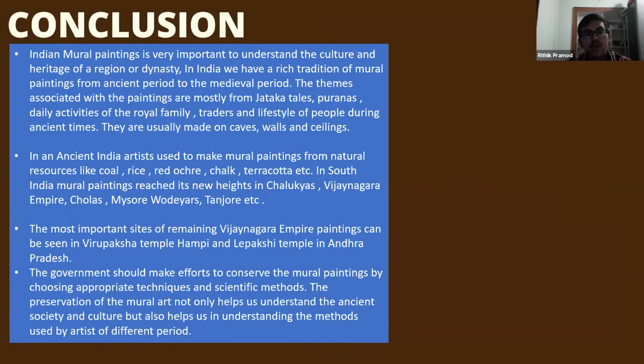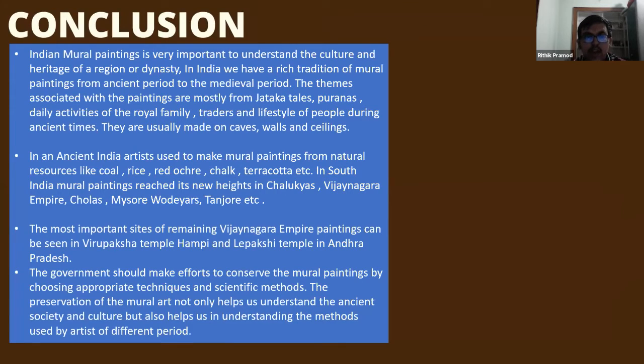So, to conclude, I would like to say that Indian mural paintings are very important to understand the culture and heritage of a region or a dynasty. And in India, we have a rich tradition of murals, with paintings that are mostly from Jataka tales, Puranas, daily activities of the royal families, traders, and the lifestyle of people during ancient times. And they are usually made on cave walls and ceilings.